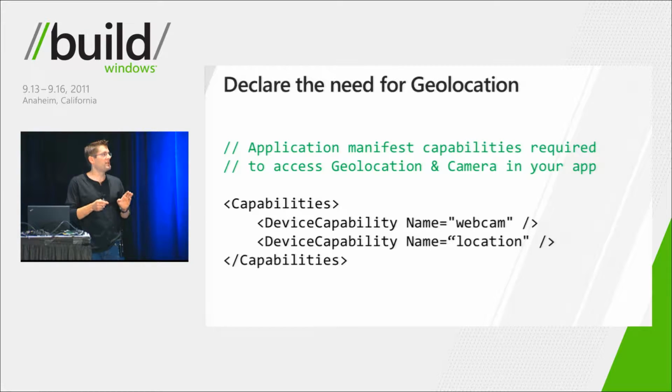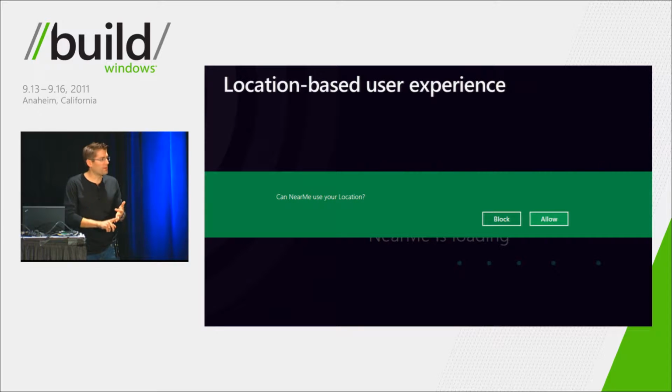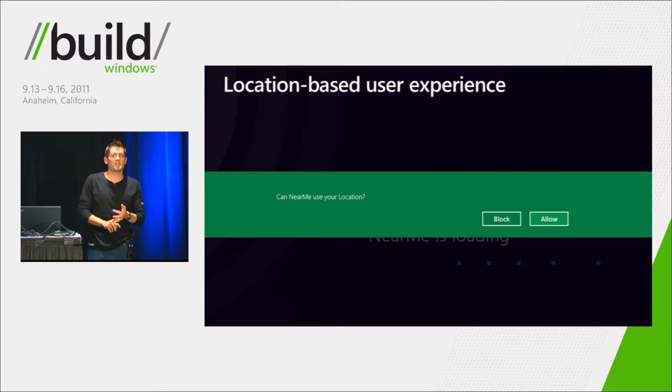Once we've declared the device capability for location, once we actually run the code that accesses location, the user sees a consent UI. And this is really, really important. It's important that we instill our customers with confidence with respect to how their sensitive information is being accessed. So the good news is we don't have to write any code in our application to get this to work. Windows 8 does this on our behalf. All we need to do is declare the device capability, which is a prerequisite to actually accessing location, and then write the code that accesses the location. The rest is really up to the user.